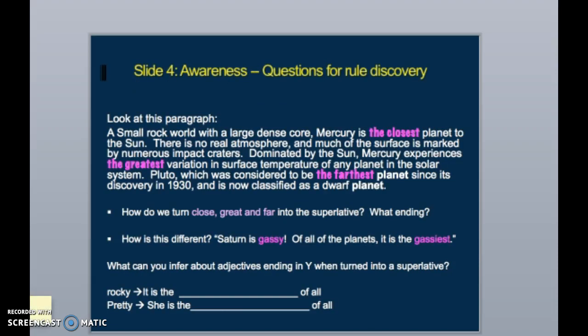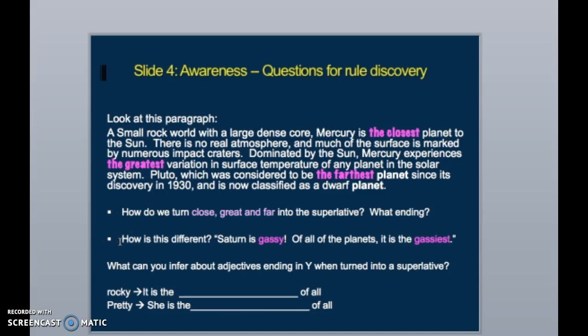In slide 4, we ask students to work in groups or maybe individually to discover the rule. How do we form superlatives? So what we'll do is we'll ask them maybe on a slide of a PowerPoint or on the smartboard or on a piece of paper to have them look at the paragraph again. And we ask them to talk about the following questions. How do we turn close, great, and far into the superlative? With what ending? How is this sentence different?